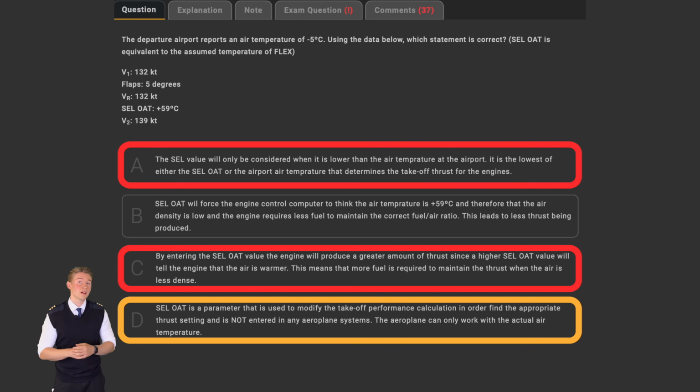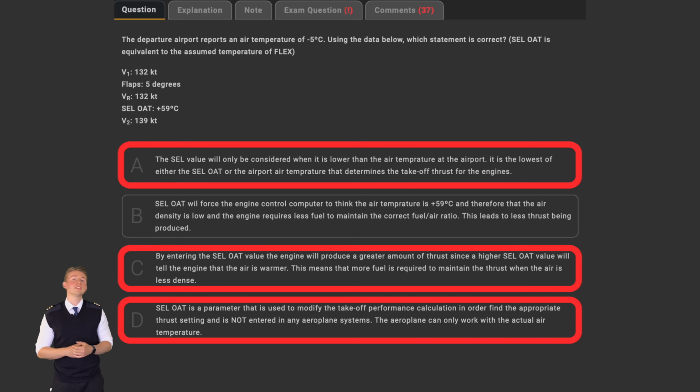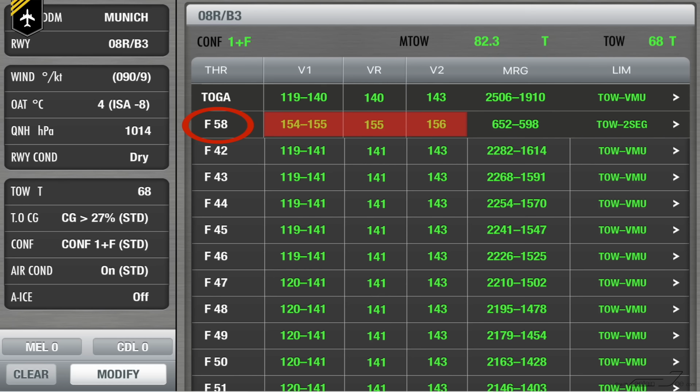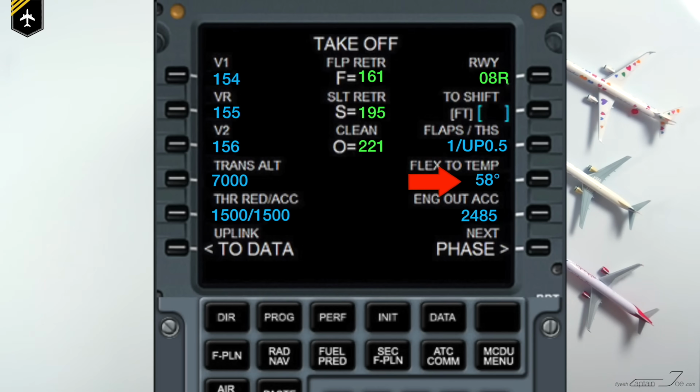Now answer D. Well, this one is complete nonsense. The selected outside air temperature is actually a parameter that comes out of the takeoff performance calculation and which needs to be put into the aircraft's computer so that they can adjust the thrust accordingly.